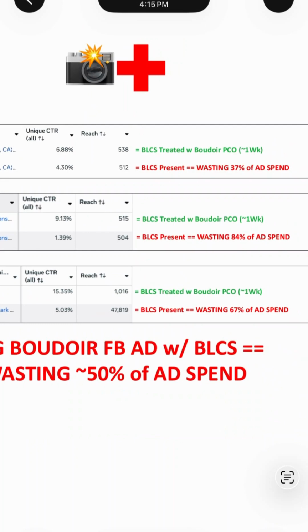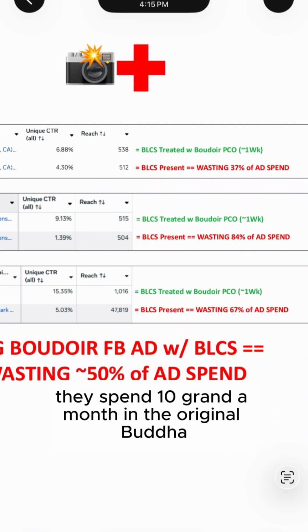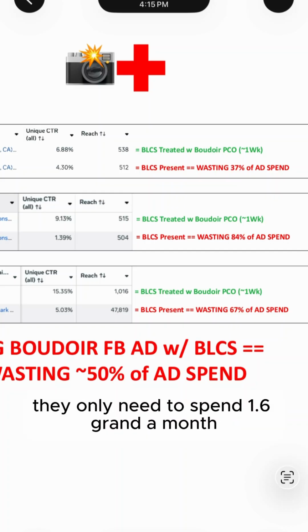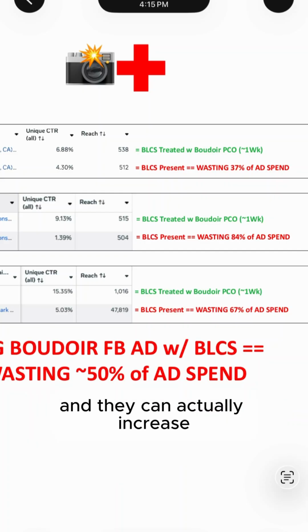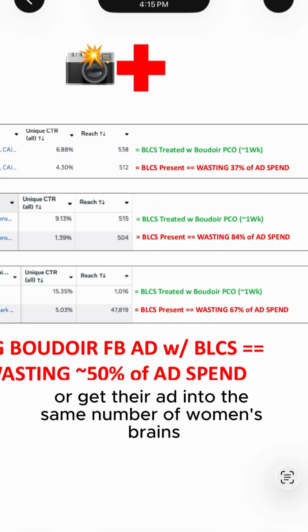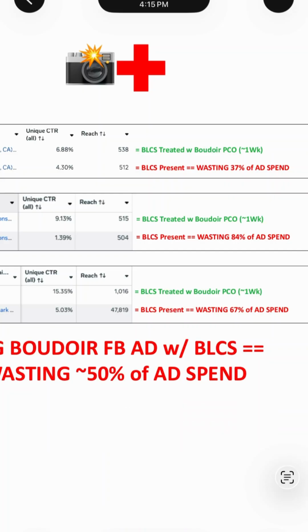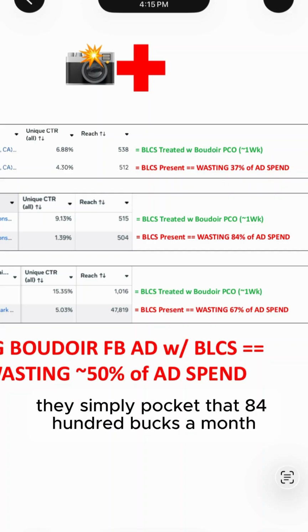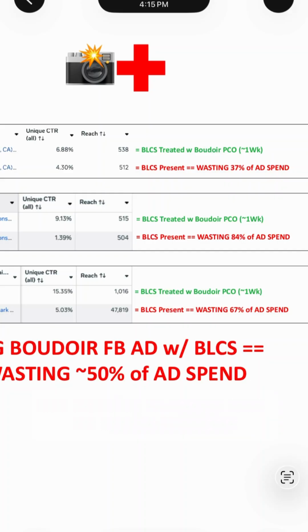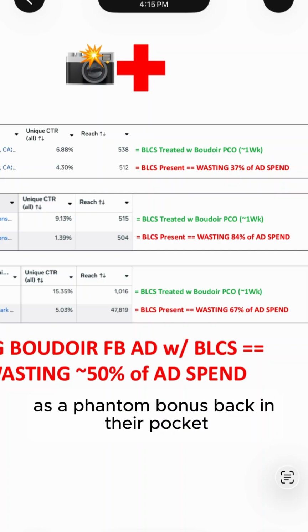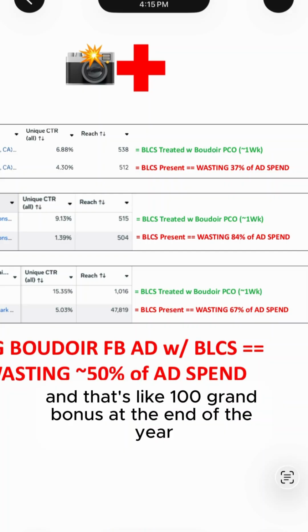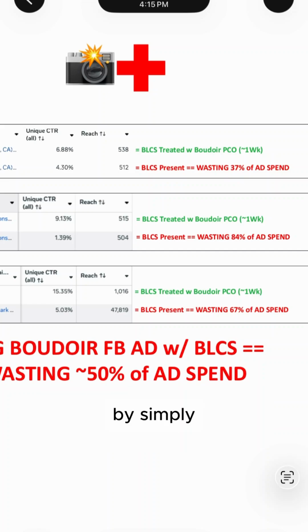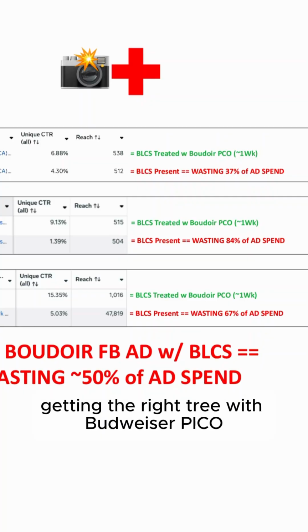And as a result, they spend 10 grand a month in the original Boudoir Facebook ad. Now they only need to spend 1.6 grand a month on the Boudoir Pico treated ad, and they can actually get their ad into the same number of women's brains in both scenarios. So they've simply pocketed that $8,400 a month, not needing to spend that ad spend anymore, as a phantom bonus back in their pocket, no extra work required. That's like a 100 grand bonus at the end of the year by simply getting their ad treated with Boudoir Pico.